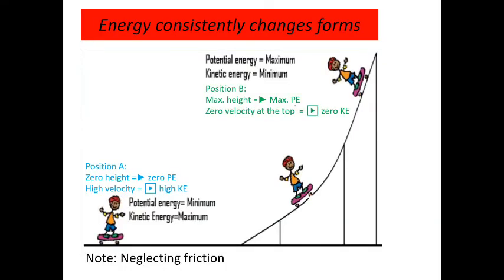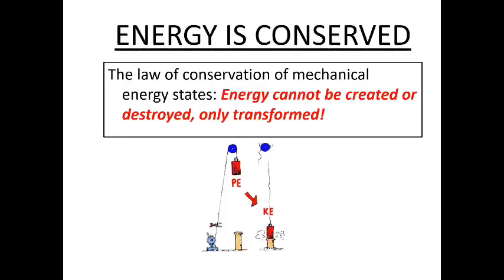Energy consistently changes forms. With the transformation of potential energy to kinetic energy and vice versa in the previous examples, we have seen that energy is conserved. This is in accordance with the law of conservation of mechanical energy, which states that energy cannot be created or destroyed, only transformed.